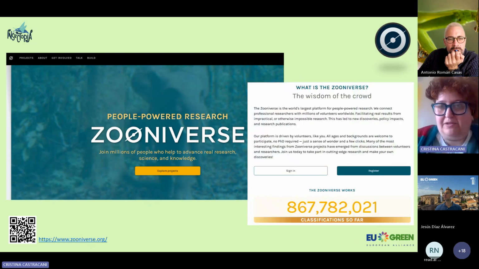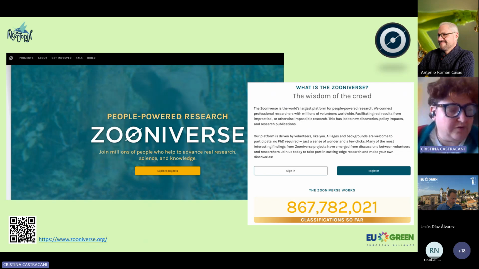In this platform, basically, Zooniverse is the wisdom of the crowd. The Zooniverse is the world's largest platform for people-powered research. We connect professional researchers with millions of volunteers worldwide, facilitating real results from impractical or otherwise impossible research. Here, basically, what you can do, if you have a project that, for example, leads you to collect a lot of pictures, think about field camera traps, for example, and you don't have time to collect data from each picture that you were able to produce, then through Zooniverse, you can ask the help of people in extracting data from your pictures.